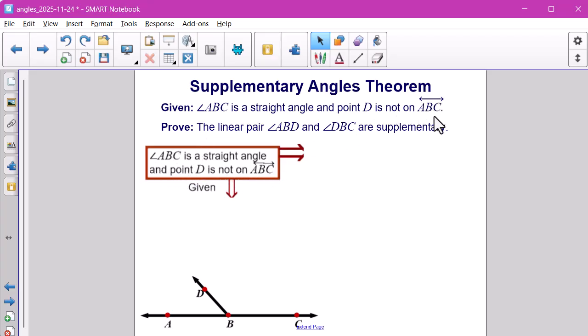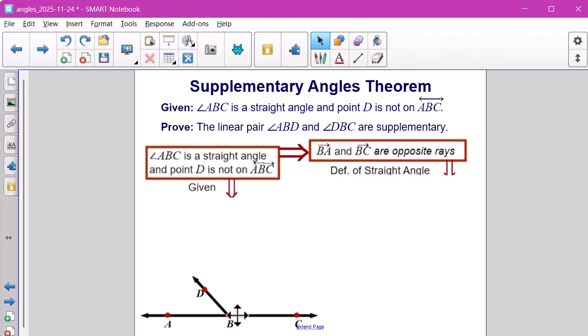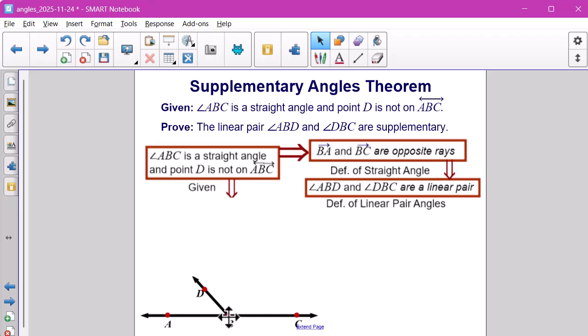not on line ABC. And then because angle ABC is a straight angle, we can state that ray BA and ray BC are opposite rays by the definition of a straight angle. And because they are opposite rays, we can then also say that angle ABD and angle DBC are a linear pair because the non-adjacent sides form opposite rays.